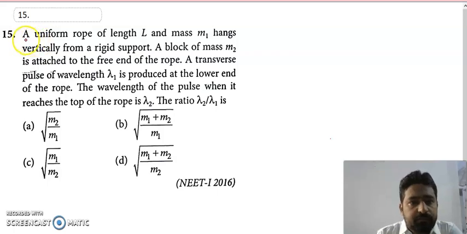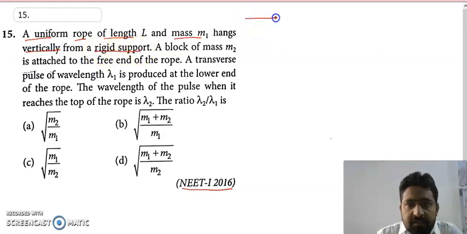So let's see the 15th problem. It was asked in NEET 2016. A uniform rope of length L, mass M1, hangs vertically from the rigid support.